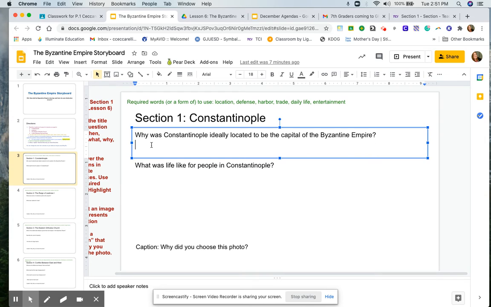For example, one sentence I might start with is, the location of Constantinople was perfect for trade. I use the word location and the word trade, so I'm going to highlight the word location and highlight the word trade. Would this answer be complete now? No, it wouldn't, because I still need to use the words defense, harbor, daily life, and entertainment. You only need to use these words once on the whole slide, okay? All right, let me go ahead and erase that.